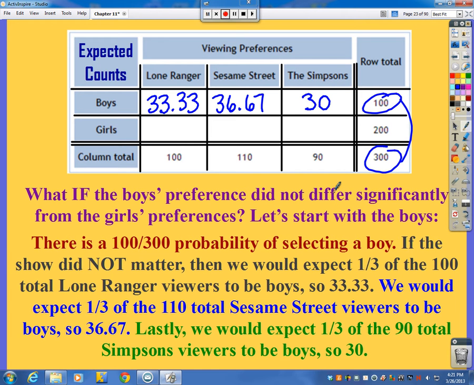Now, do we have to use this same type of logic for the girls? And the simple answer would be no, we wouldn't, because we only have 2 things here. If 30 boys like The Simpsons and there's 90 total kids, well, that means the other 60 have to be girls. And in the 110 case, this would have to be 73.33, plus that makes 110. And this would need to be 66.67, plus 33.33 makes 100.